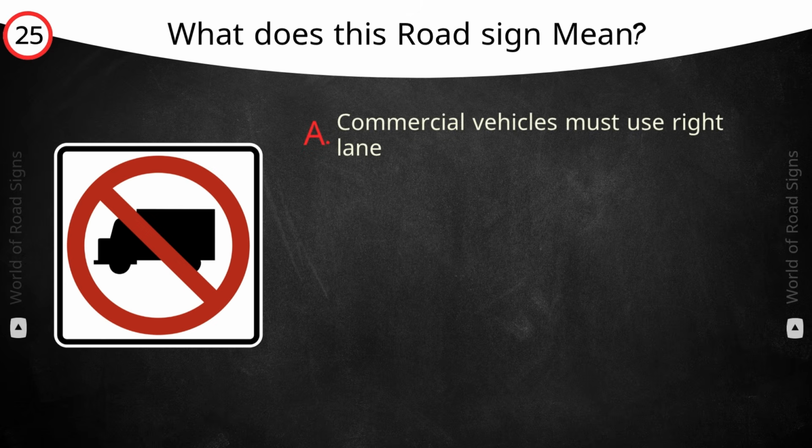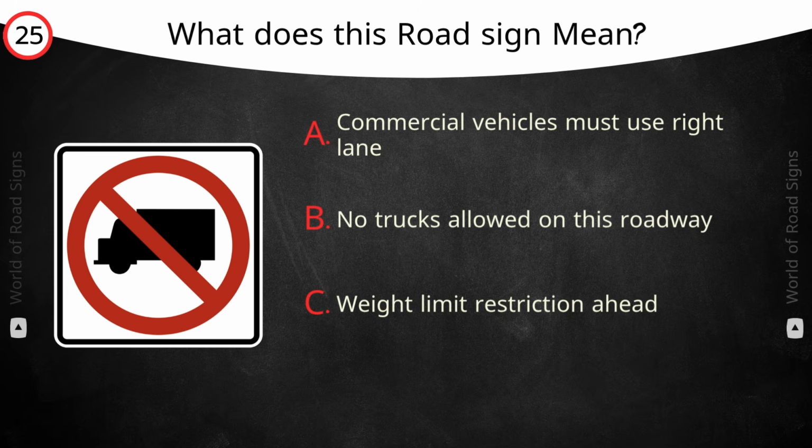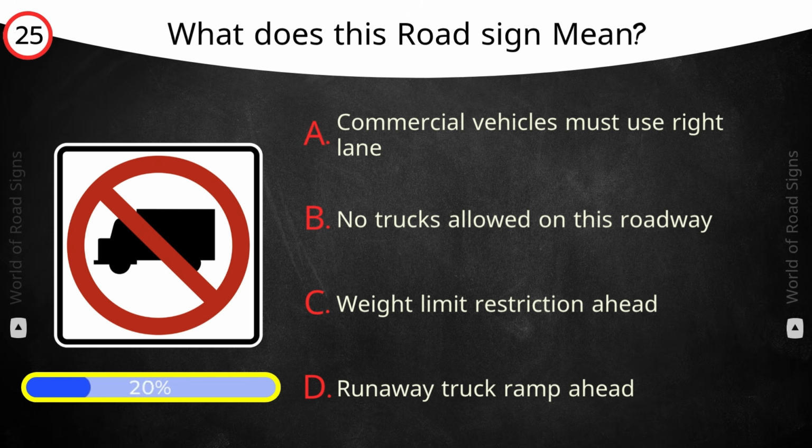Question 25. Do you know the meaning of this sign? A. Commercial vehicles must use right lane. B. No trucks allowed on this roadway. C. Weight limit restriction ahead. D. Runaway truck ramp ahead.